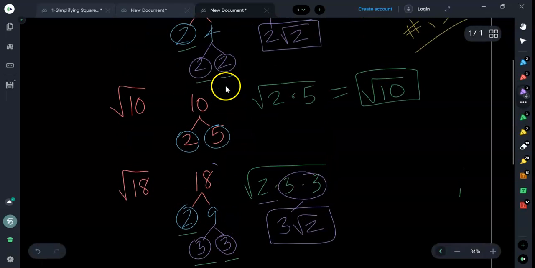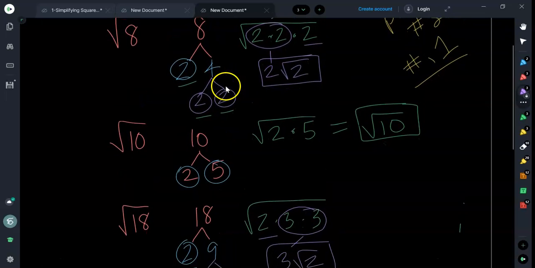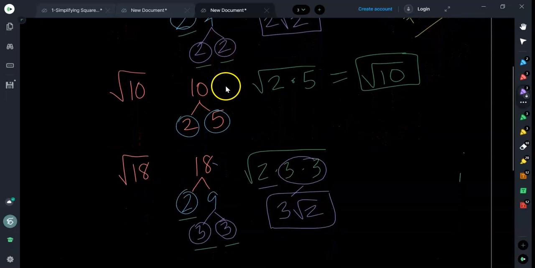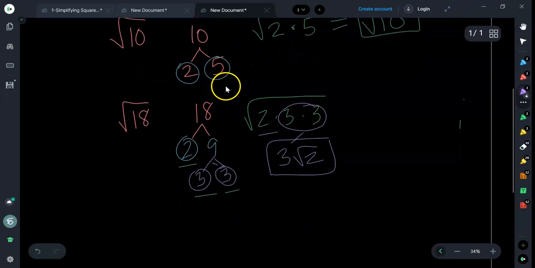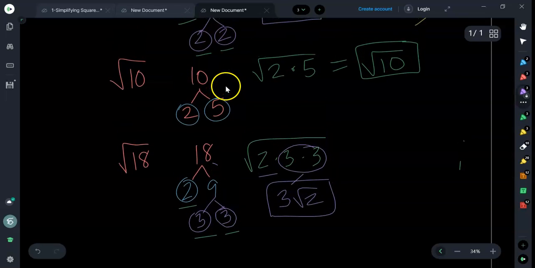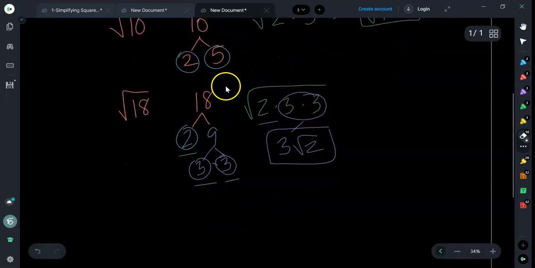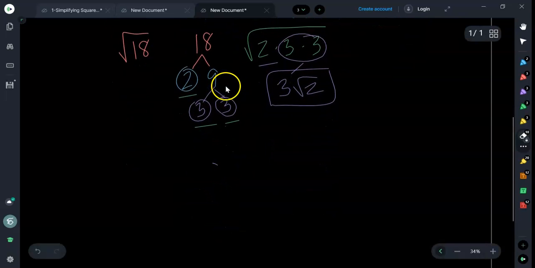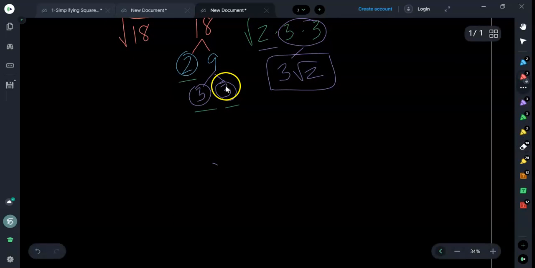So you can see when you have a pair, 1 comes out, and anything left is remultiplied back together. Sometimes, like in the case of square root of 10, we don't have pairs. We don't have any pairs, so it's already simplified. So let's look at something that might be a little more complex. Let's look at the square root of, let's see here.